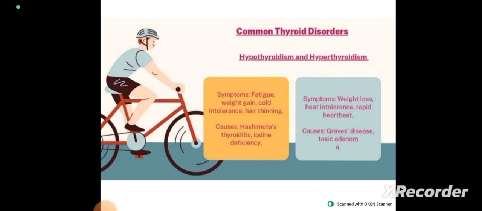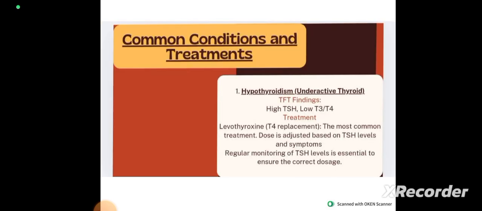Toxic adenoma, I will explain in another slide, in another video. Hashimoto disease and Graves disease are also major topics for another video, but here we can see that Hashimoto's and Graves disease are main causes of hypothyroidism and hyperthyroidism respectively.